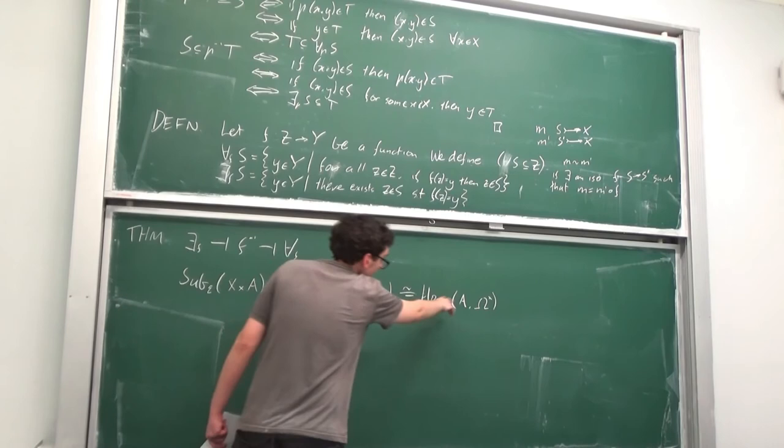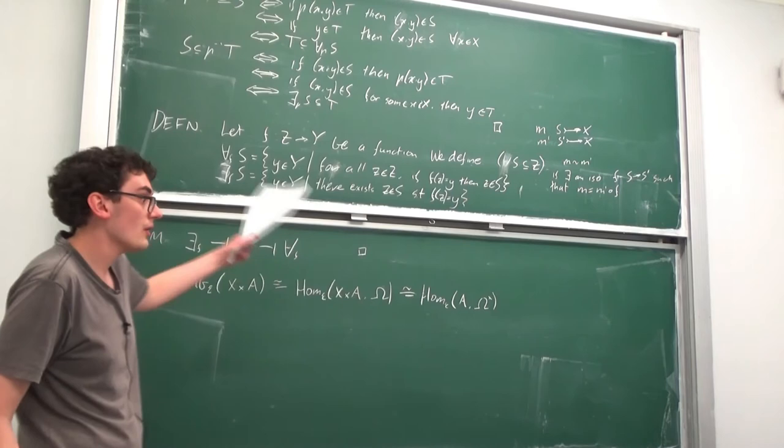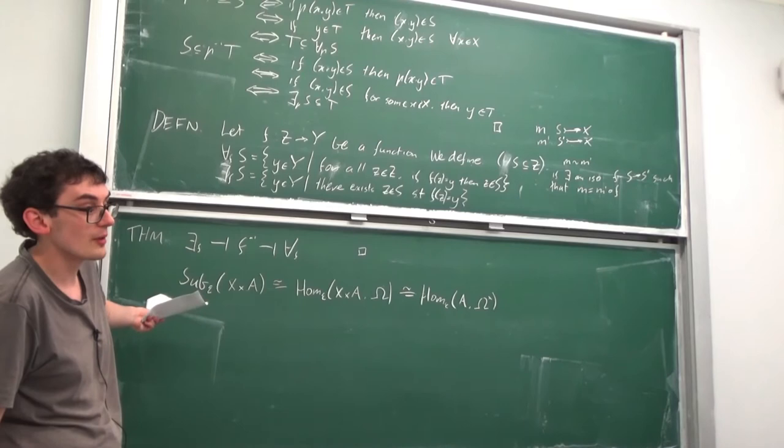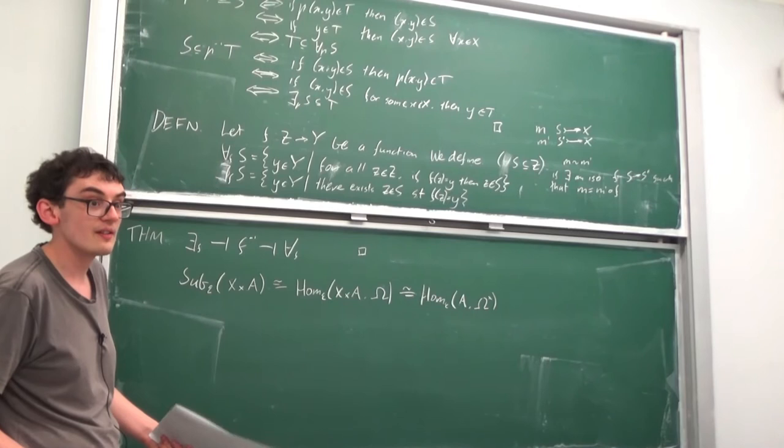And that's going to turn these things into categories, and so therefore we can talk about adjoint functors, and that's how we're going to define quantifiers in an arbitrary topos. So what's Omega? A subobject classifier in the definition of topos. Yep.